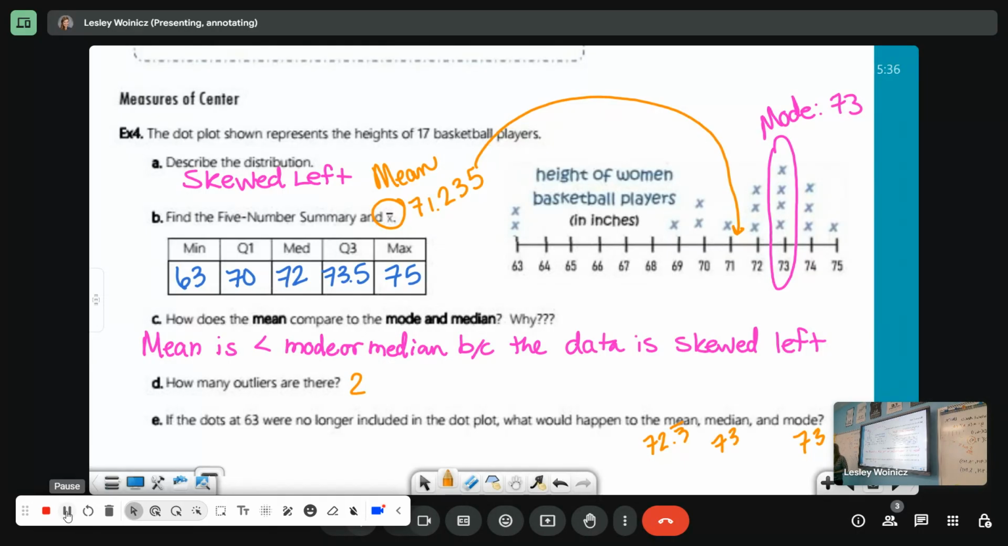What happened? Did my mode change? No. Did my median change? Yes, but not a whole lot, right? Okay, what was the most significant change? Yes, because I got rid of the two lowest values in my average.